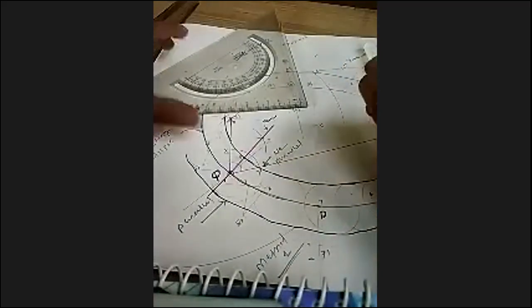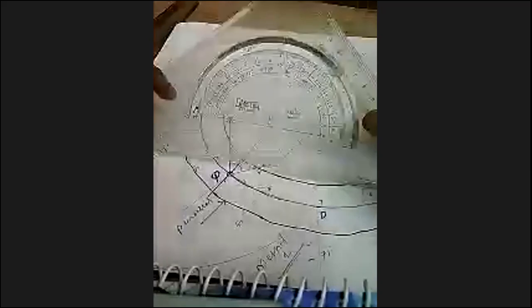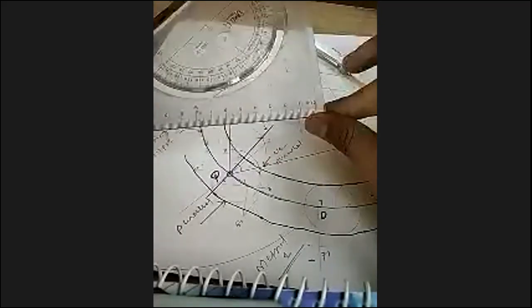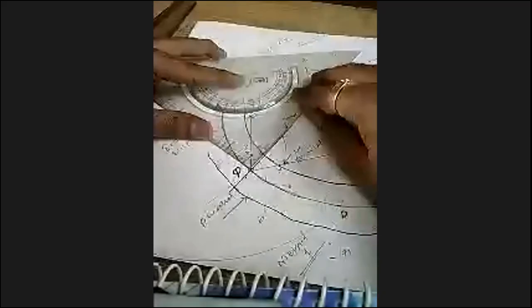First of all, this person will help us. What is this? This is a set square. It has this 90 degree angle. So I will put it in such a way that I have one side horizontal.